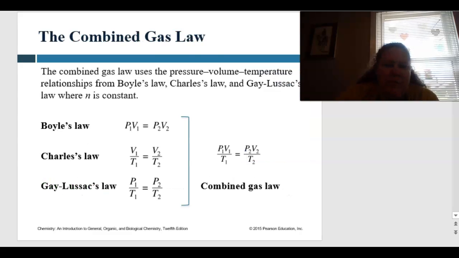So the combined gas law uses the pressure, volume, temperature relationship that we learned from Boyle's law, Charles' law, and Gay-Lussac's law, where the n is going to be constant. Just to remember, for Boyle's law, it was P1 times V1 equals P2 times V2. Charles' law was V1 over T1 equals V2 divided by T2. And Gay-Lussac's law was P1 over T1 equals P2 over T2. So combining all of these into one law, this is the combined gas law: P1 times V1 over T1 equals P2 times V2 over T2.